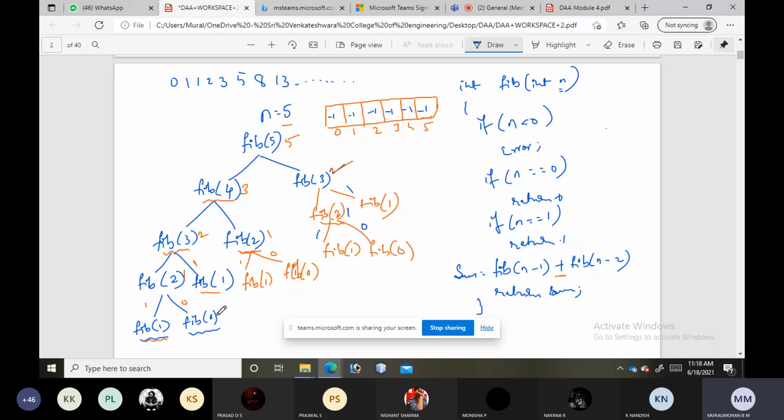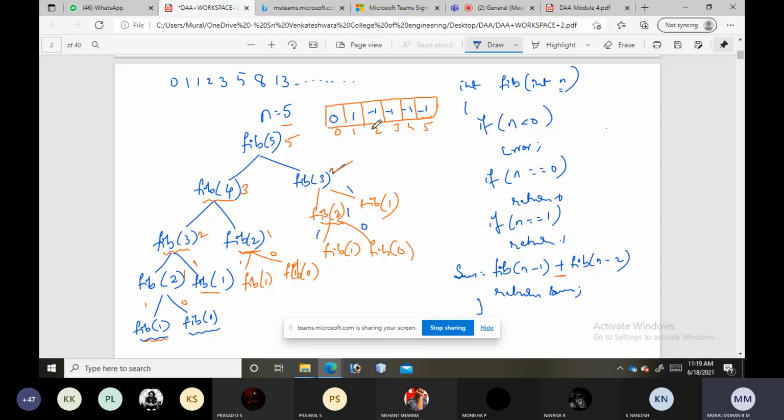So we will update these values in the particular location. What is fib of 0? It is 0, so we will update that. Next, what is fib of 1? Fib of 1 is 1, so we will update that. Next time, whenever we want fib of 0 or fib of 1, instead of solving it, we can directly access the value from here. That means we can reuse the stored values.